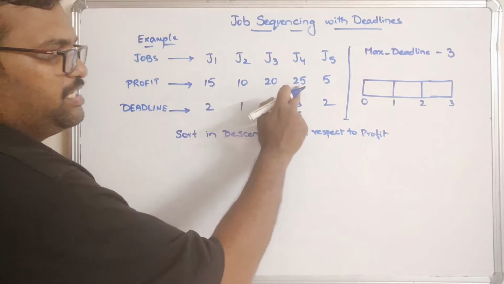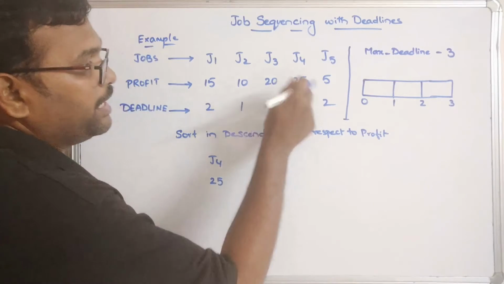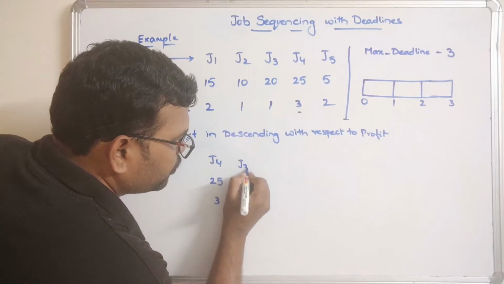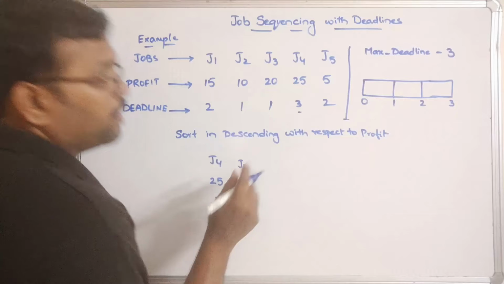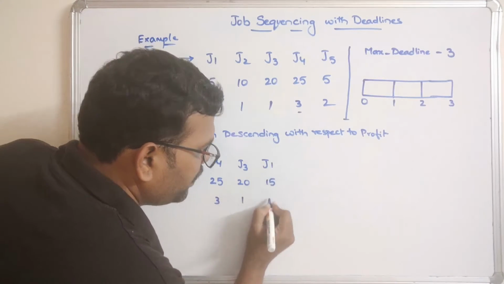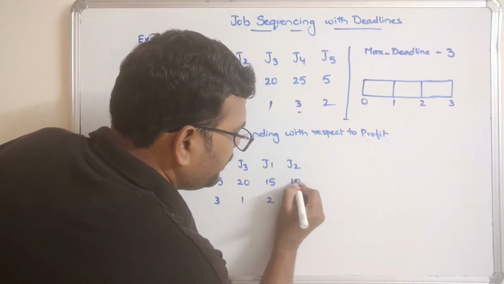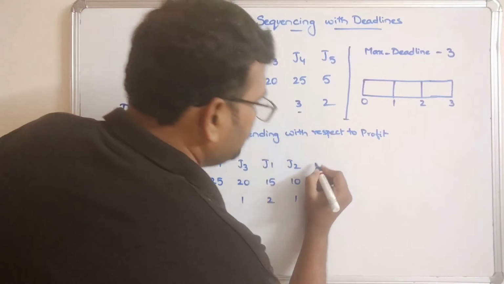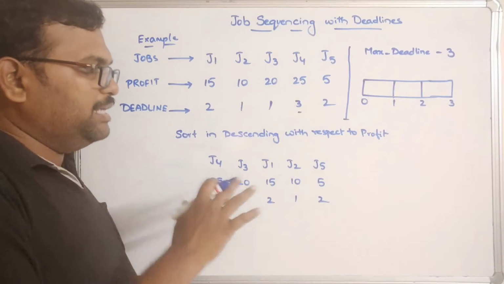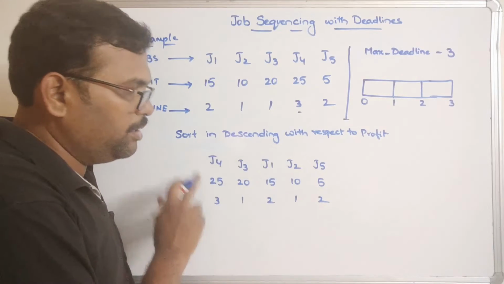First, what is the highest? 25. So J4 will be the first with 25 and the deadline is 3. What's the next one? 20. So J3, 20, 1. Next 15. J1, 15, 2. Next J2, 10, 1. Next J5, 5 and 2. So we have arranged the complete jobs in descending order with respect to the profits.